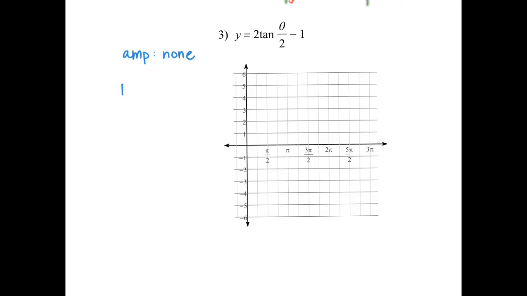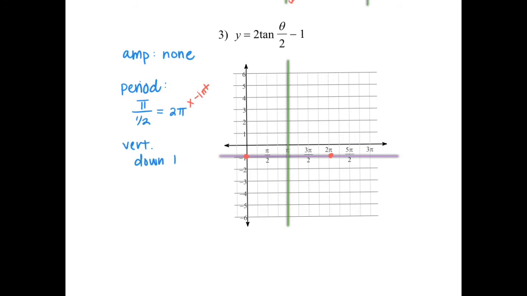Try it again. Amplitude, none. Period is going to be pi over 1/2, which is 2 pi. And I've got a vertical shift down 1. Draw that one in. Period or x-intercepts. Draw those in. Vertical asymptotes in the middle. And I'm going up and to the right.